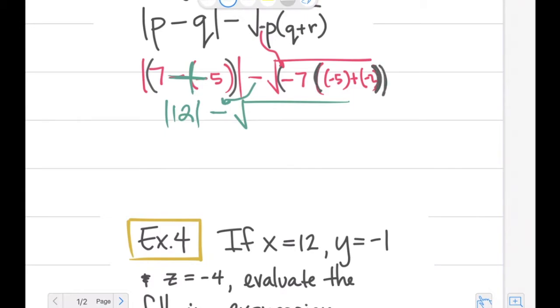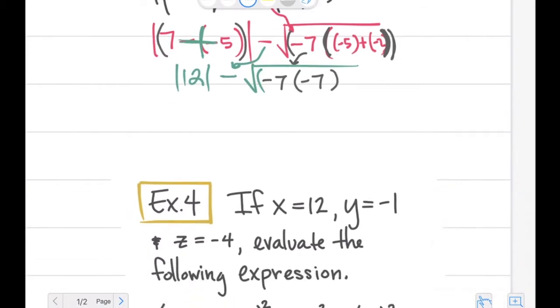So we're going to do a -5 plus -2. I'm going to bring down the -7 from right there, and then -5 plus -2 is -7. Now we still are working inside grouping symbols here. So -7 times -7 is 49. So square root of 49, and then the absolute value of 12.